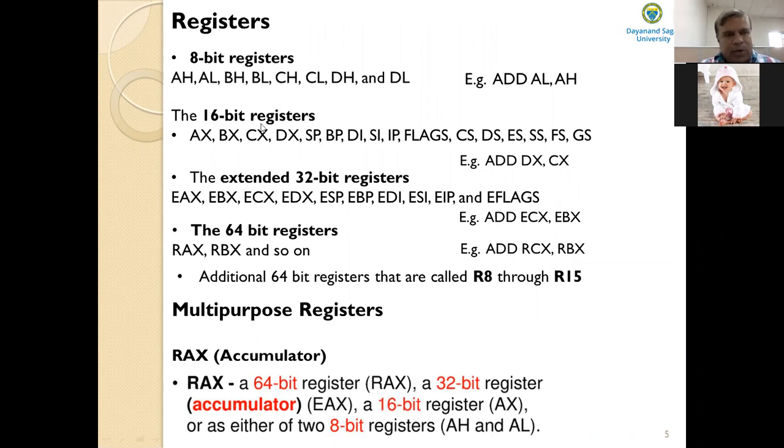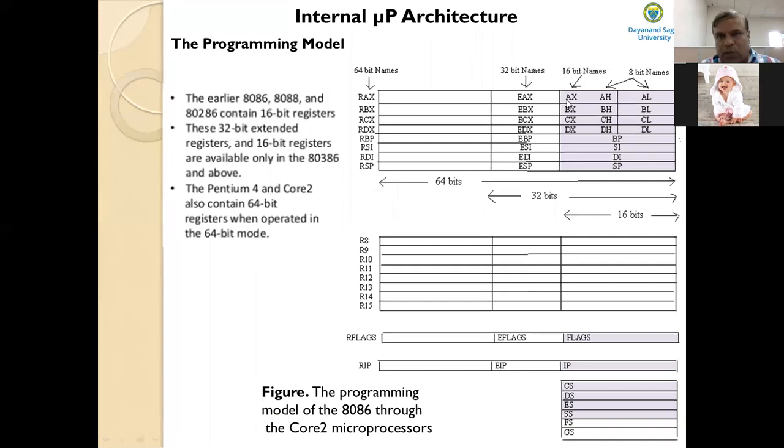In these 16-bit registers, the first 4, AX, BX, CX, DX, contain a pair of 8-bit registers. If you observe the diagram, they are AH, AL, BH, BL, CH, CL, DH, DL. That means AX contains AH and AL, and BX contains BH and BL. So the AX register is split into two 8-bit registers. Similarly, BX is split into BH and BL. BL holds the low byte and BH holds the high byte. Similarly, CX contains CH and CL, and DX contains DH and DL.